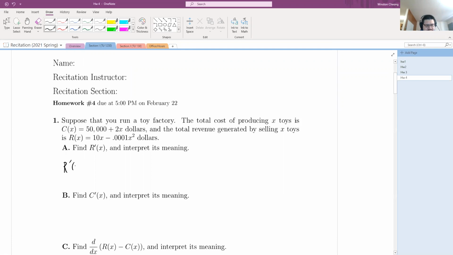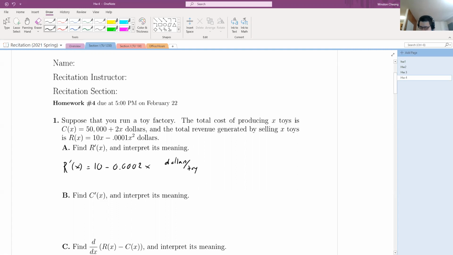That interpreting, well, I'll say what I wrote, but okay, 0, 0, 0, and then you've got a 2x, right? All we're doing is power rule. And as for the meaning, maybe first I'll put the units down for this. So this is dollars per toy.